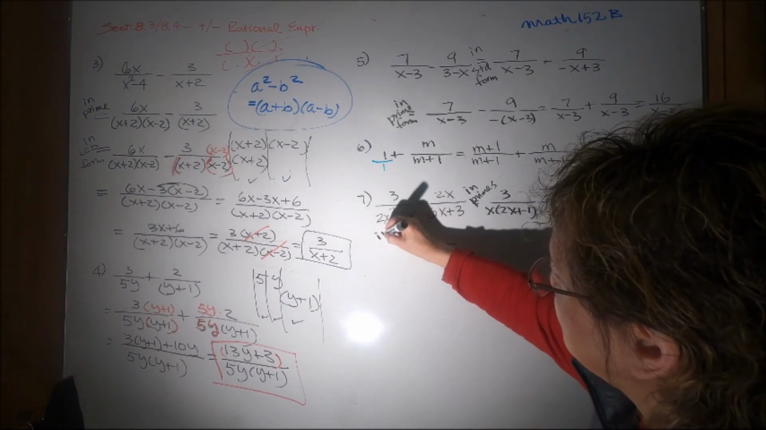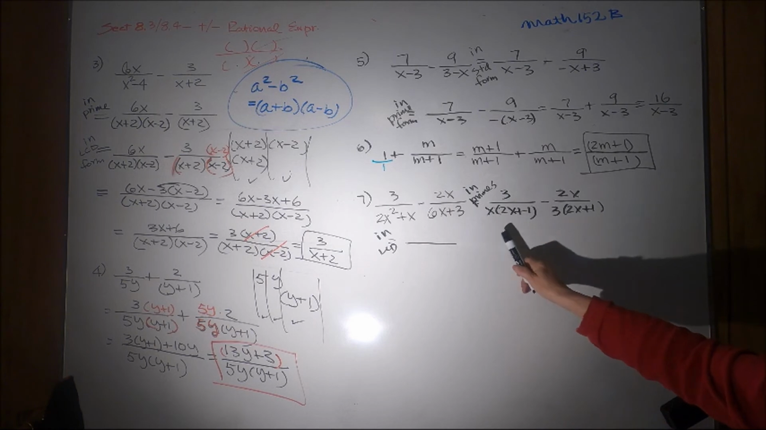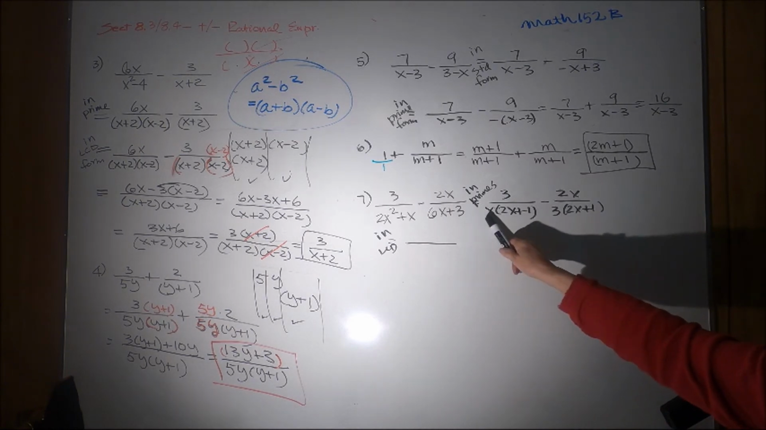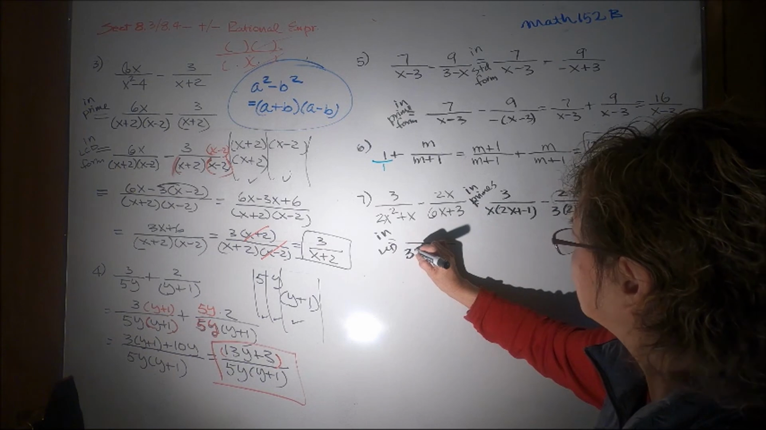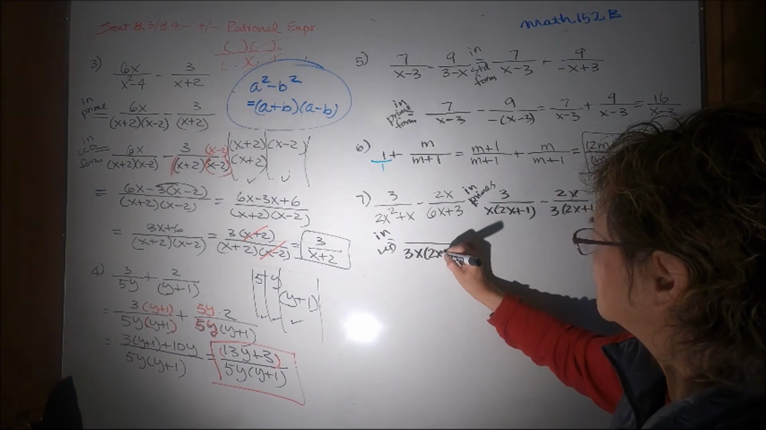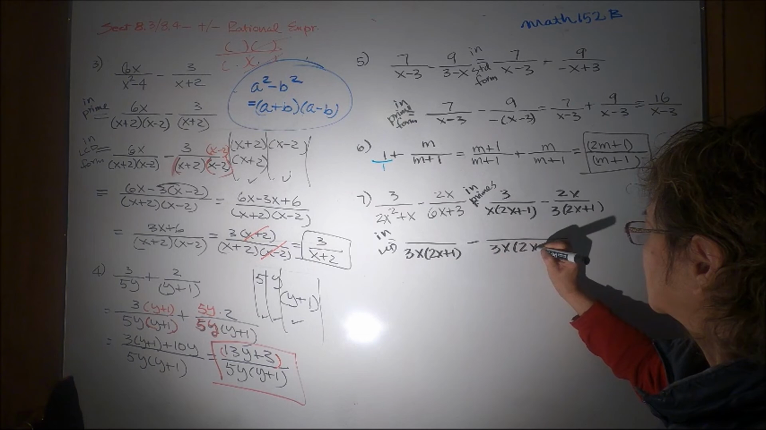Then you write in what? LCD form for next. x, 2x plus 1 the same. You have x extra, you have 3 extra. So you need both. 3x, 2x plus 1, right? You need a 3x, 2x plus 1.